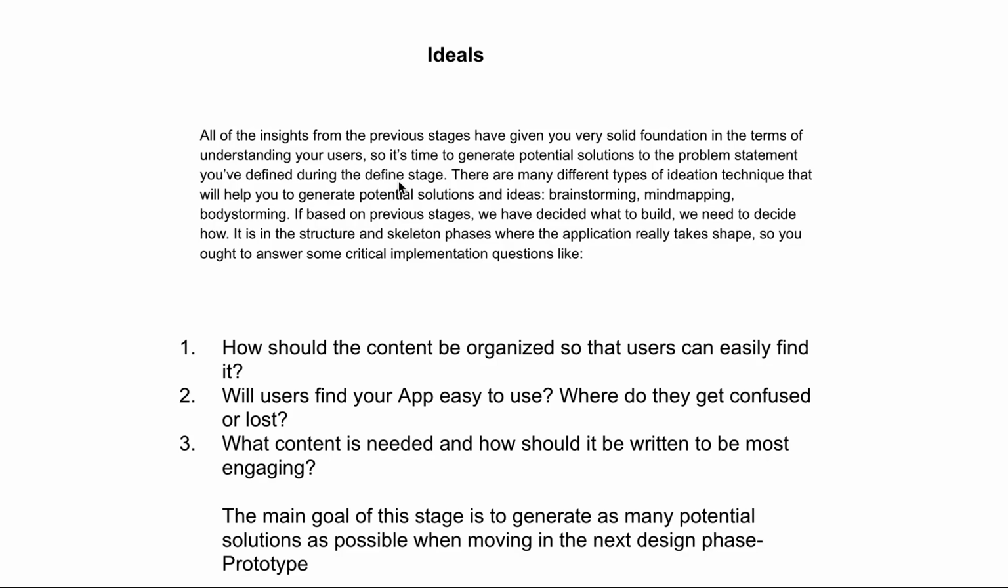If based on previous stages we have decided what to build, we're going to need to decide how. It is in the structure and skeleton phases where the application really takes shape. So you need to answer some critical implementation questions like, how should the content be organized so the users can easily find it? Will users find your app easy to use, or will they get confused and lost? What content is needed and how should it be written to be most engaging?